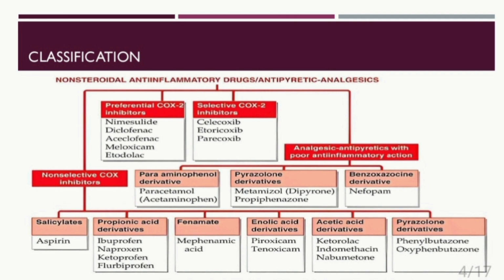Then the second class is preferential COX-2 inhibitors: nimesulide, diclofenac, aceclofenac, meloxicam and etodolac. Then selective COX-2 inhibitors: celecoxib, etoricoxib and parecoxib. Then the third class is analgesic antipyretics with poor anti-inflammatory action: para-aminophenol derivatives, paracetamol, that is acetaminophen. Then pyrazolone derivatives, metamizole and propyphenazone. Then benzoxazocine derivatives, nefopam.